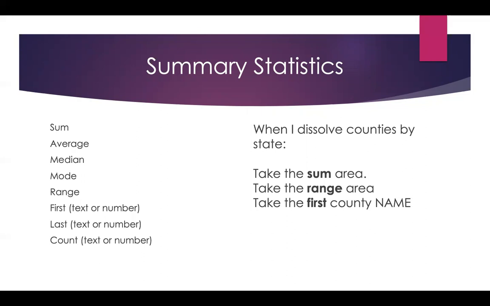When it comes to nominal data types like county name, we can either ignore it, not add it into the final data set, or we can do things like get the first county name in the alphabet or the last county name in the alphabet to add to our data set, or maybe just a count of all of the different names, which would give us the number of counties per state.